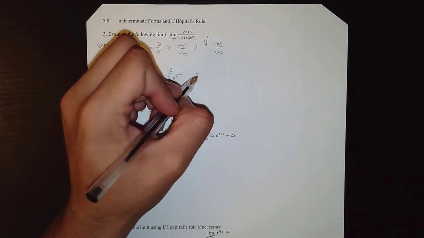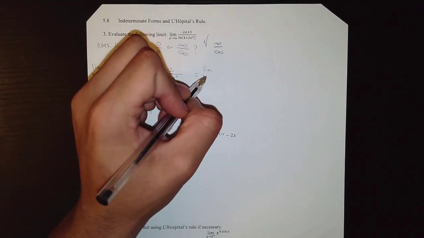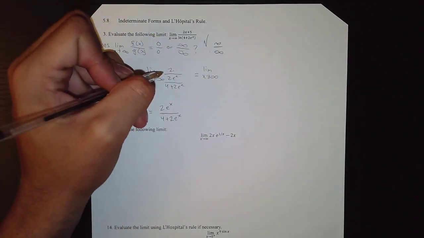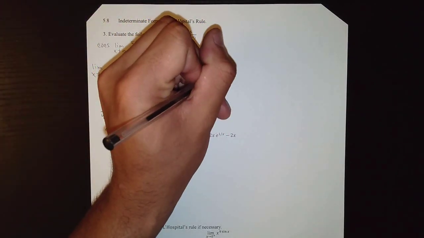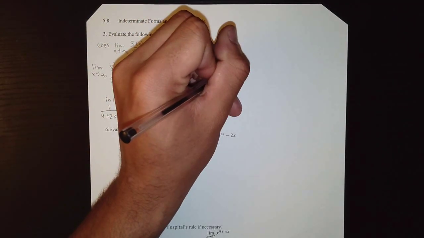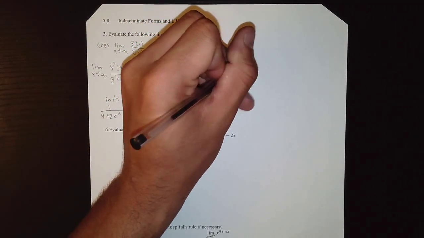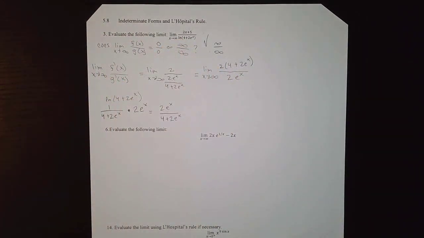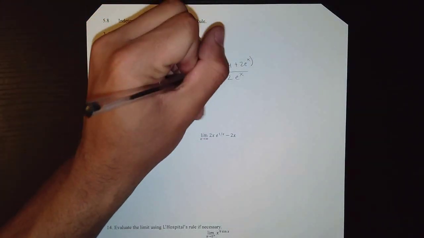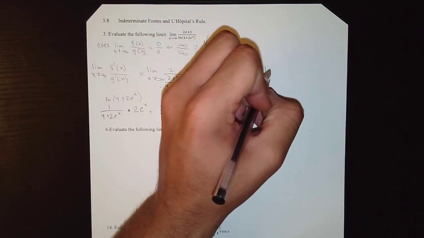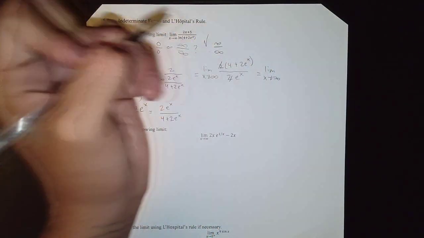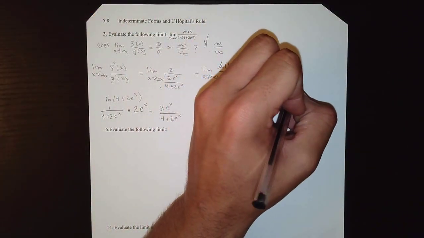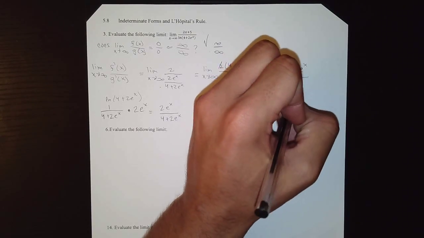And so when we simplify this, this is the same as the limit as x approaches infinity of 2 times 4 plus 2e to the x divided by 2e to the x. Well, these 2's would just cancel, and we're just left with the limit as x approaches infinity of 4 plus 2e to the x divided by e to the x.